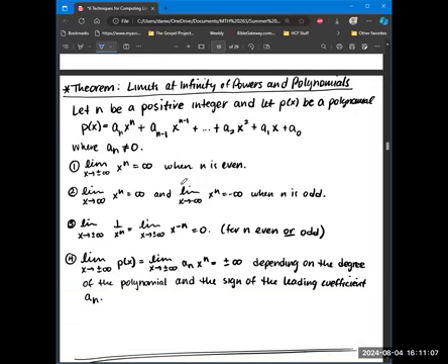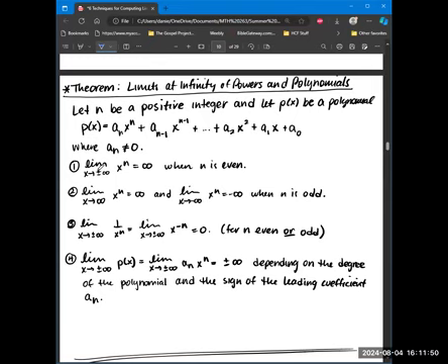So let n be a positive integer and let p of x be a polynomial of degree n, where a sub n is the coefficient that goes with the x to the nth term, a sub n minus 1 is the coefficient that goes with x to the n minus 1, and so on, all the way down to a1 goes with the x to the first, and a0 is the constant that goes with the x to the 0 term. a sub n, the leading coefficient, cannot be 0 because then I wouldn't have an nth degree polynomial. I would have an n minus 1th degree polynomial. So I have to have a leading term there of the nth degree.